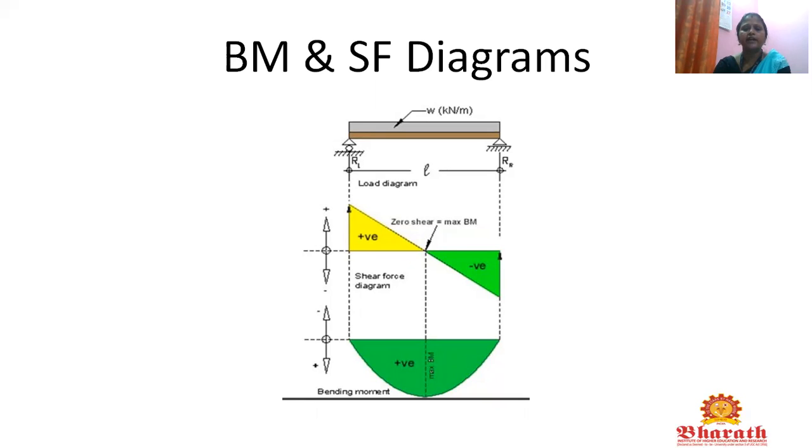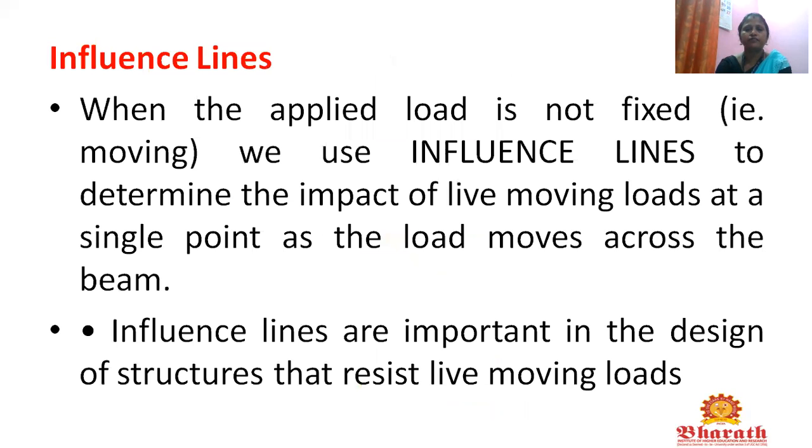Next is the bending moment diagram. For a UDL load, the maximum bending moment will be at the center of the span of the member. So this is the UDL load, and we get a parabolic bending moment diagram. It is also shown in this picture.